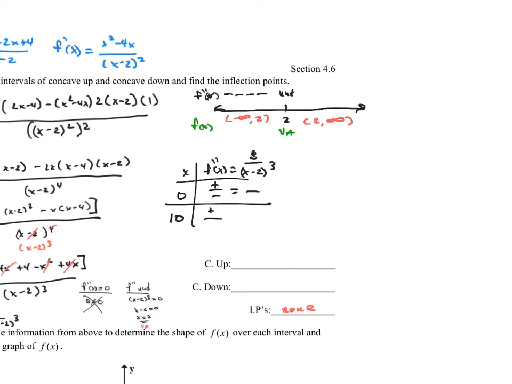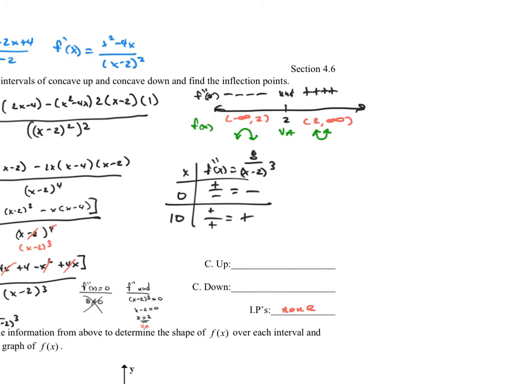When I plug in 10, I have positive on top. 10 minus 2 is 8. Cubed is positive. A positive over a positive is positive. So that entire second interval needs to be positive. Again, when my second derivative is negative, my function has to be concave down. And when my second derivative is positive, my function has to be concave up.